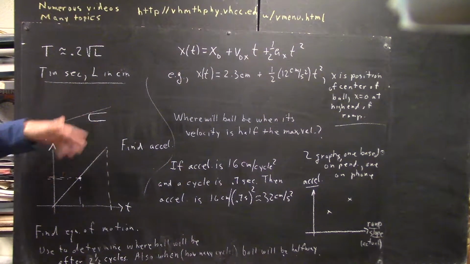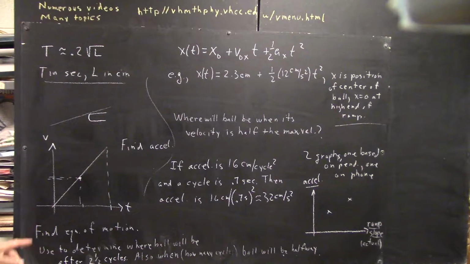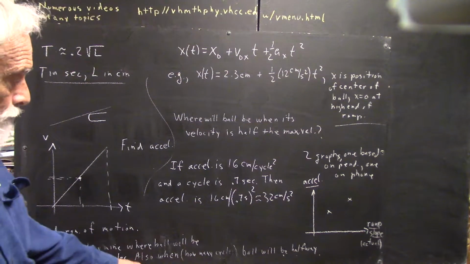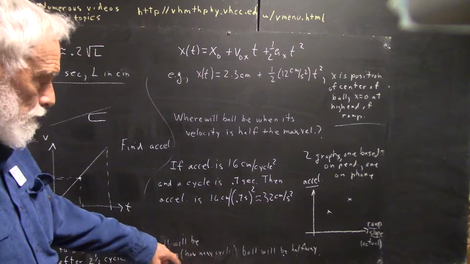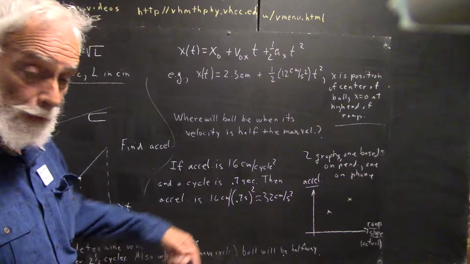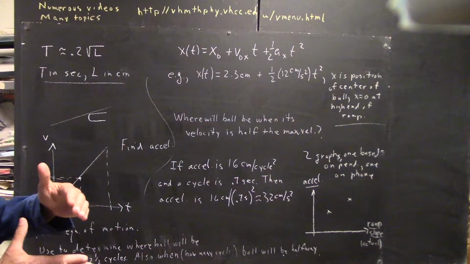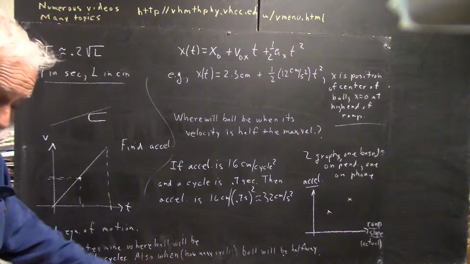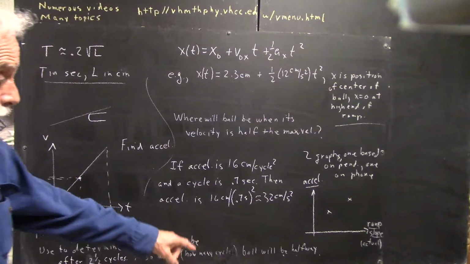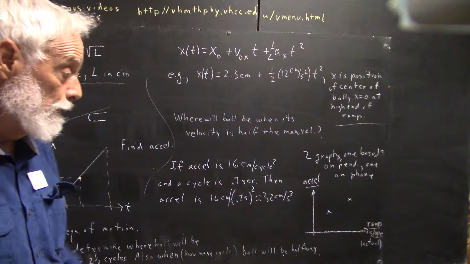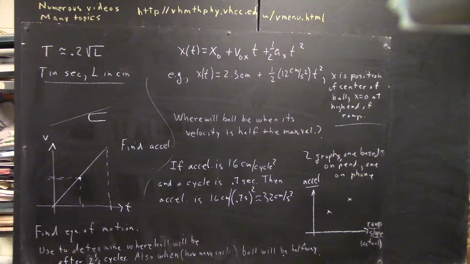So, having found the acceleration, I wanted you to find your equation of motion. And then use that equation to determine where the ball will be after 2.5 cycles of whatever pendulum you used. Also, maybe you want to measure that in cycles, because then we can use the pendulum to test our prediction. When in cycles will the ball be halfway down the ramp?